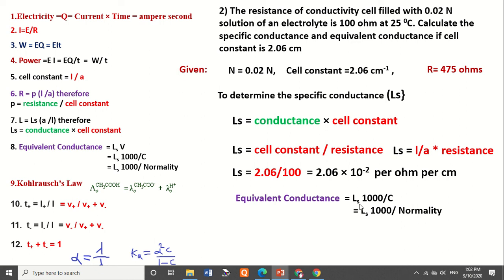Equivalent conductance equals specific conductance into 1000 upon C, where C is the normality. Therefore, putting the value of normality in this equation as well as the specific conductance, 2.06 into 10 raised to minus 2 into 1000 upon 0.02, gives the value of the equivalent conductance.